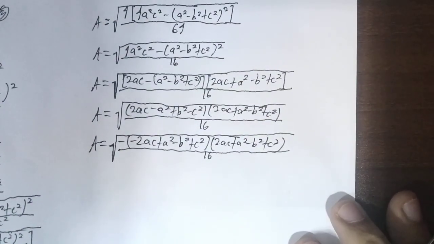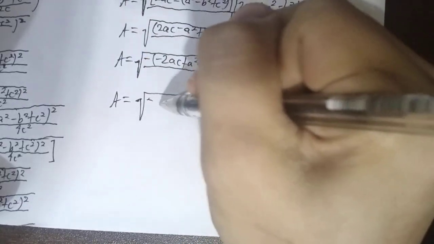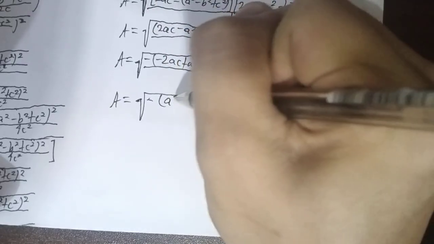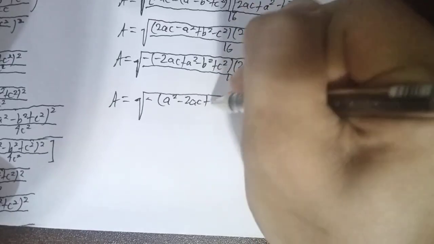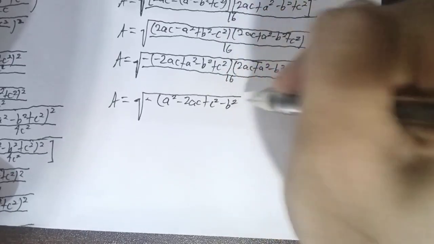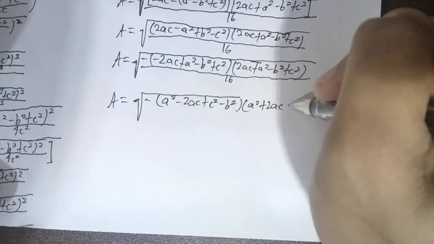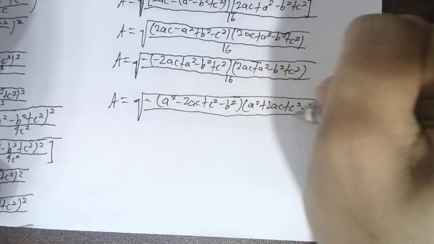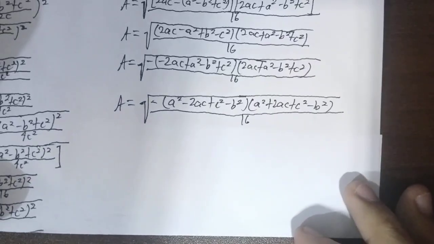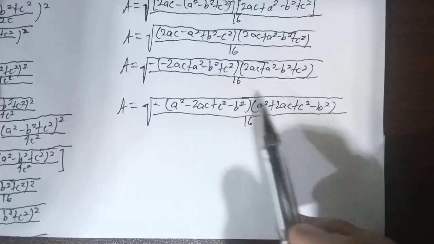Okay. And then next, rearrange the following. A is equal to the square root of negative. Alright, so we would write this as a squared minus 2ac plus c squared minus b squared, multiplied by quantity a squared plus 2ac plus c squared minus b squared, all over 16. Good. Then notice we have a perfect square trinomial here, right?